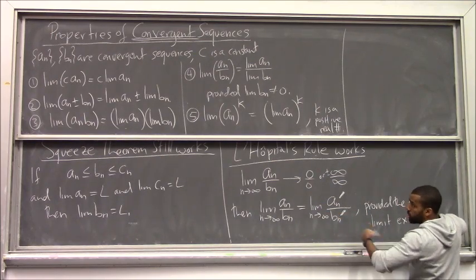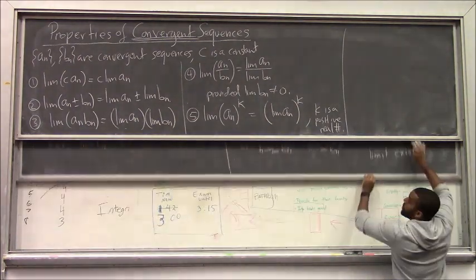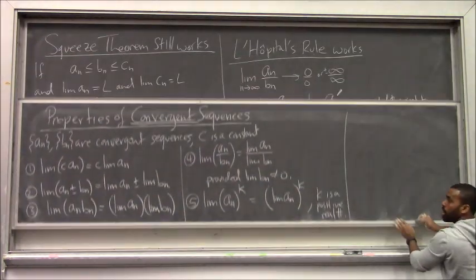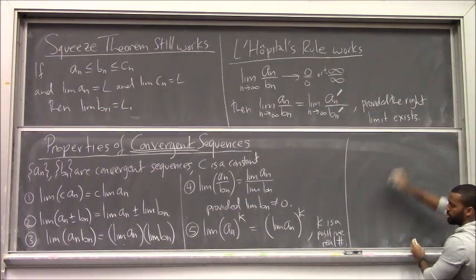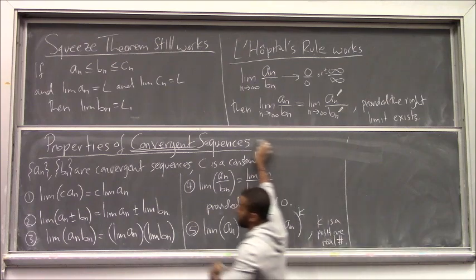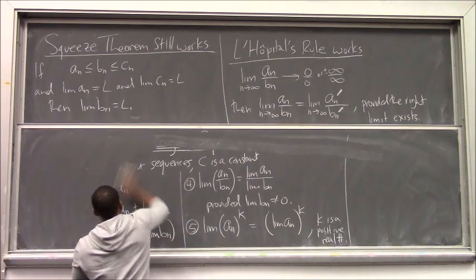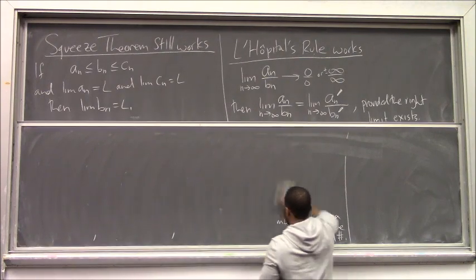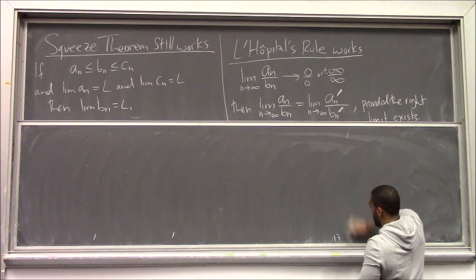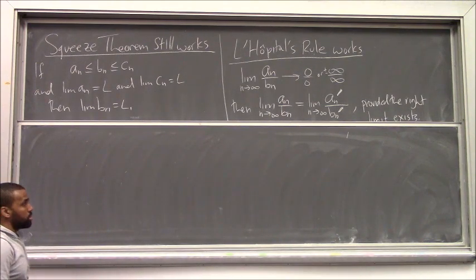So L'Hopital's rule still works, your squeeze theorem still works, all of the familiar limit properties still work. And that's all Calc 1 stuff, so I'm not really going to go over examples for that. Just know that whatever examples you did in Calc 1, they still apply here. With series, strange things are going to start happening, but with sequences, it's pretty familiar to how we dealt with limits in Calc 1.